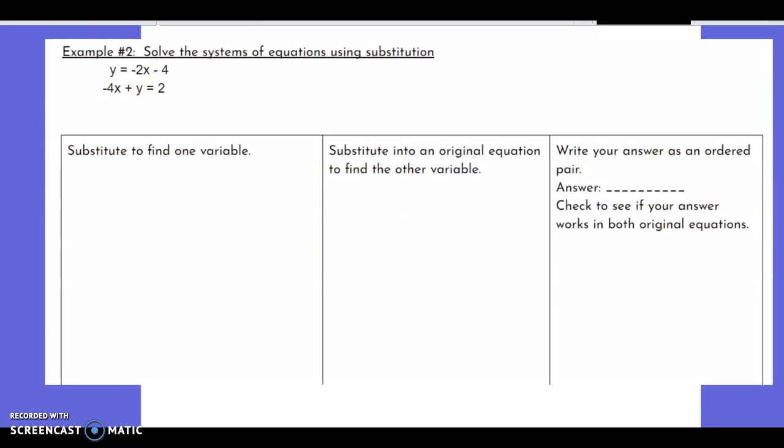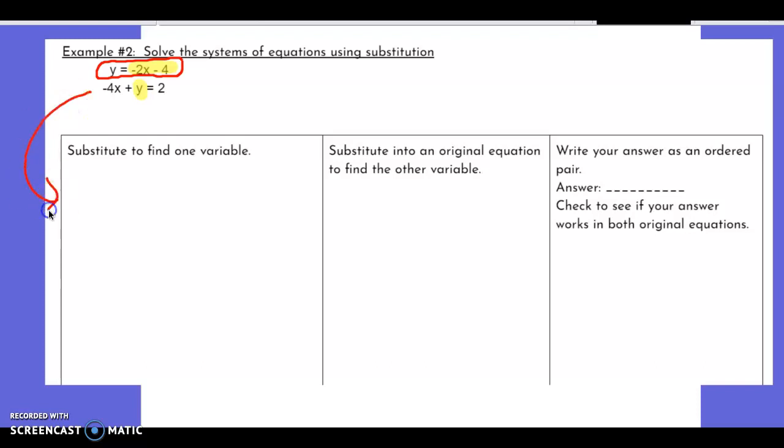In the second example, we're going to start the same way as the first. Try to see if you have one of the variables isolated, or all alone on one side of the equal sign. Where do you see that? If you said the top equation, then you are right. We have y all by itself in the top equation. So we're going to take that value for y, which in this case is negative 2x minus 4, and substitute it into the other equation in place of the y. That way we will have an equation with only x's in it, and we can solve it that way. So let's get started.